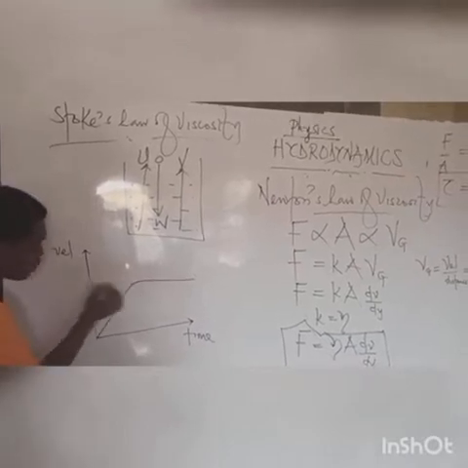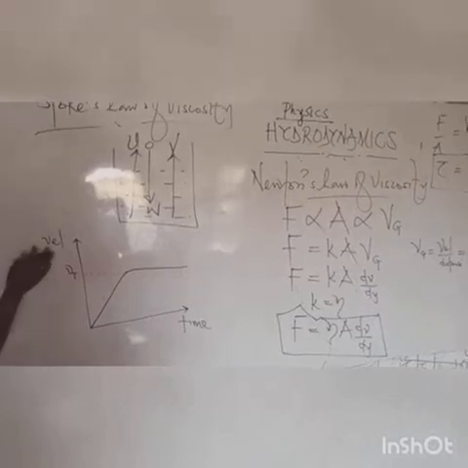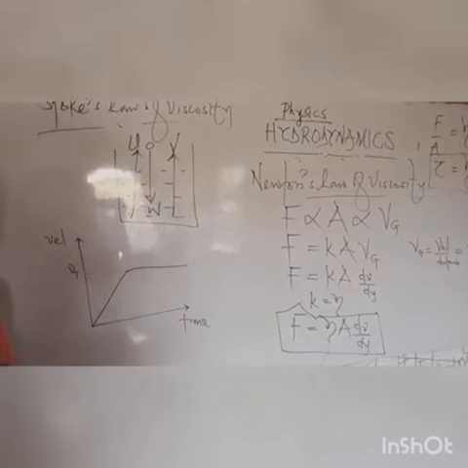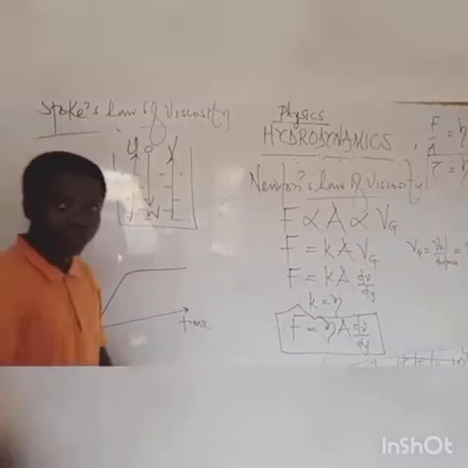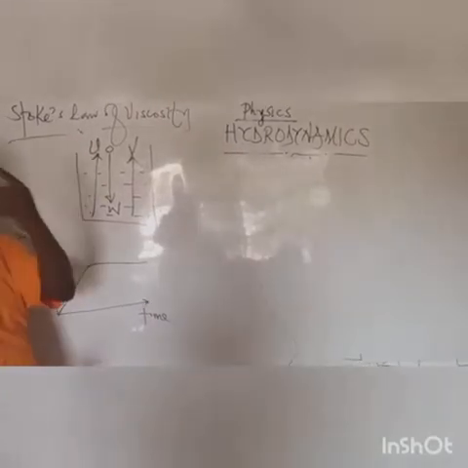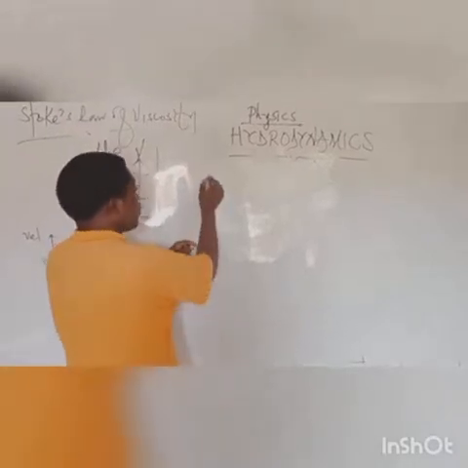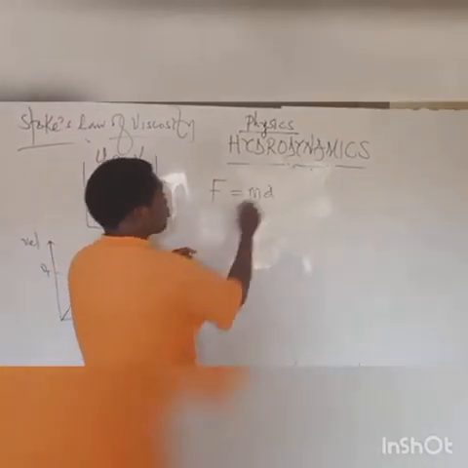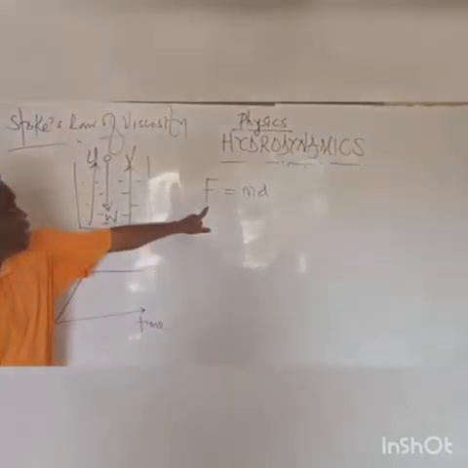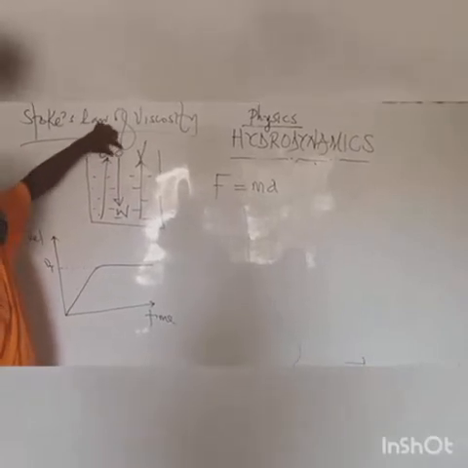But immediately we get to the terminal velocity, acceleration becomes zero. This is the graph of velocity against time for an object that is falling in a viscous liquid. Good. Now, according to the second law of motion, we have F equals ma. This F represents all the forces that are acting on this ball.